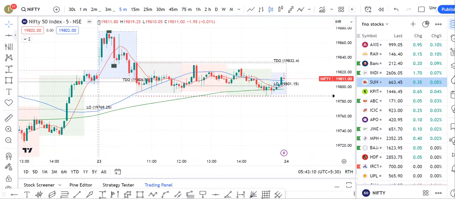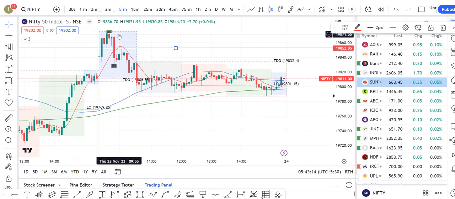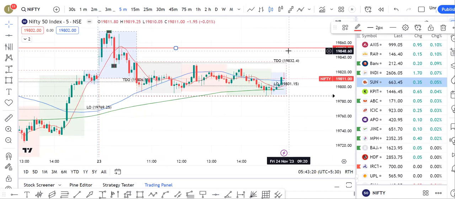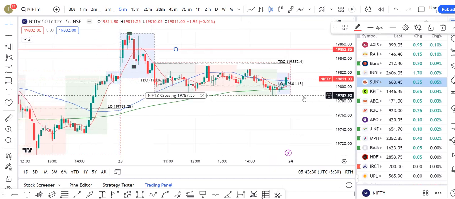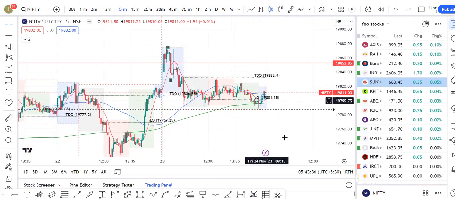We have to see this level. This level is very important because from here, this high price has been rejected. There may be some BTST call option trigger up to 19,850, and later we have to see the price action, whether the accumulation phase or the reversal will continue to the upside or it will turn down.